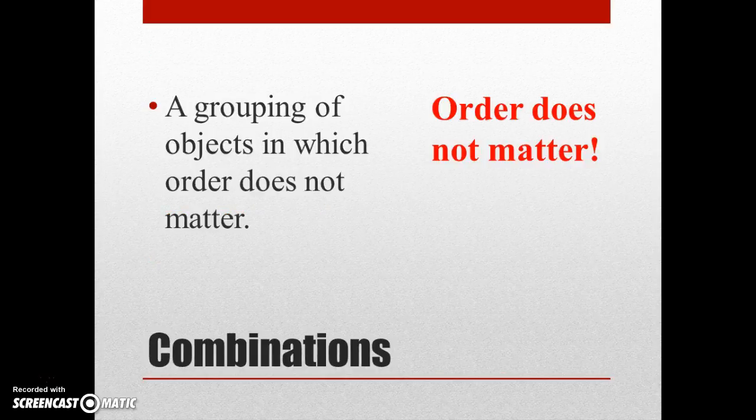So today we're talking about combinations. This also is probability, and it means it's a grouping of objects in which order does not matter. So the major difference between this and permutations is that with combinations, order does not matter.